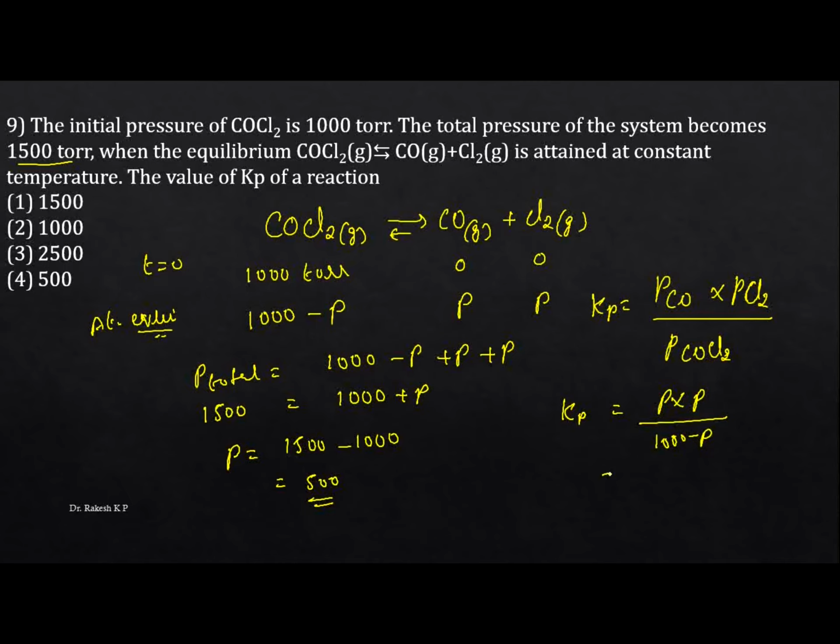Now I'm going to substitute the values here: 500 times 500. So 1000 minus 500 becomes 500, and in the Kp value, this gets cancelled, and the remaining will be 500. Hence in this case the option is the fourth one. Okay, next one.